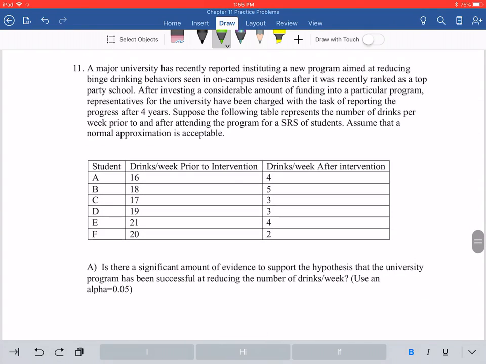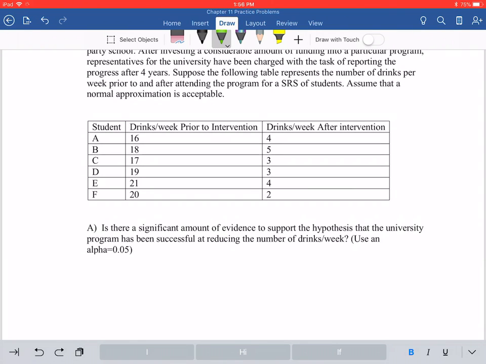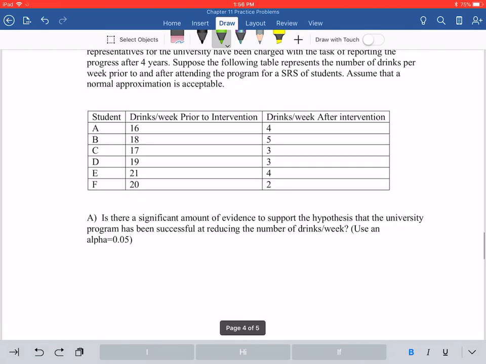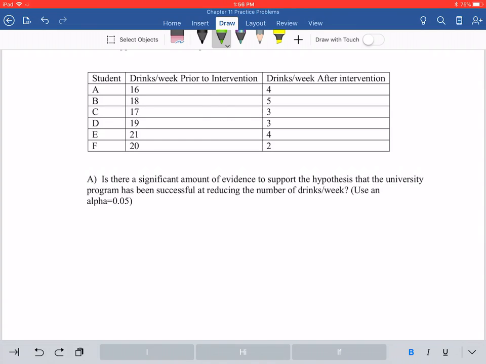Moving on to question 11. A major university has recently reported instituting a new program aimed at reducing binge drinking behavior seen on campus residents after it was recently ranked as a top party school. After investing a considerable amount of funding into a particular program, representatives for the university have been charged with the task of reporting the progress after 4 years. Suppose the following table represents the number of drinks per week prior to and after attending the program for a simple random sample. Students assume that a normal approximation is acceptable. So here we have our students, A, B, C, D, E, F, which is going to give you an N equaling 6.